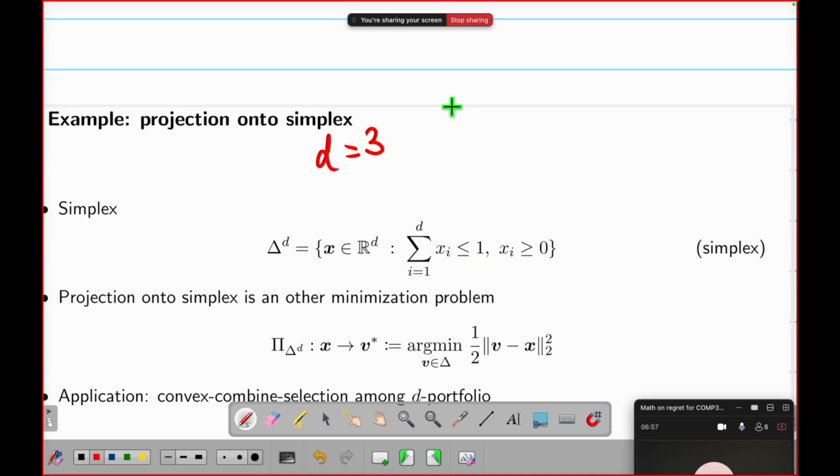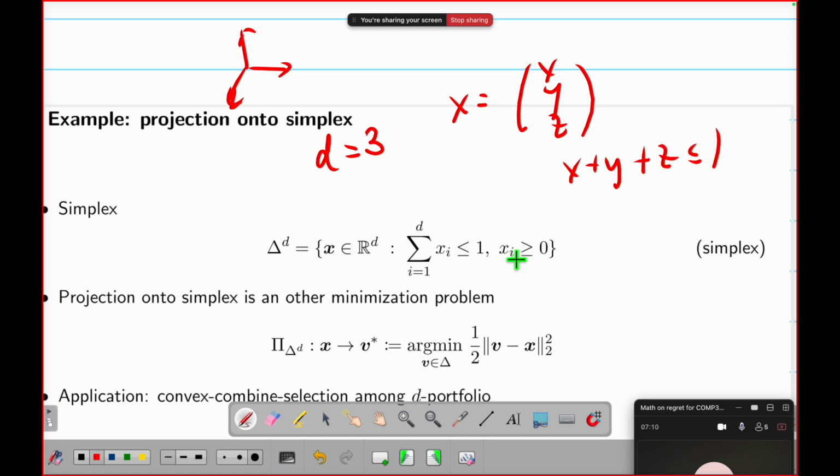Suppose D is 3, and the point is (X, Y, Z), okay? 3D, I have 3D, okay? Then I have this. What is this? This will mean X plus Y plus Z smaller than 1. And what is this? X larger than 0, Y larger than 0, Z larger than 0. So I have these 4 lines.